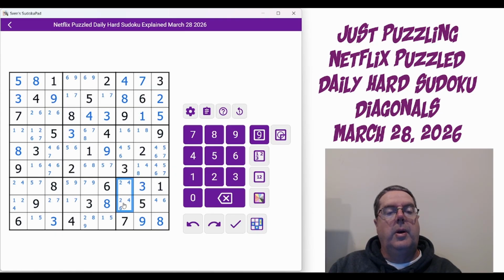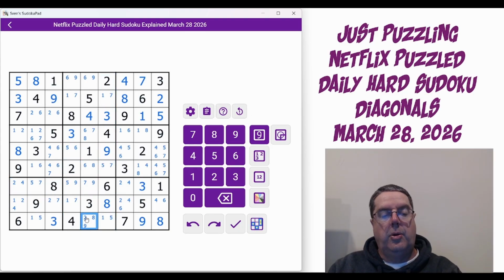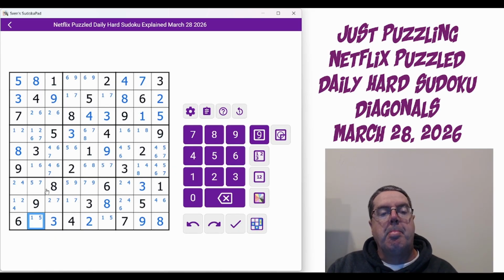Alright, so what's going on here? Because of this 2, 4 here, 2 also comes down here and 2 comes down here. So this is going to be a 2 here. Meaning this is still a 1, 5 pair. Should have seen that earlier. 2, 4 there. 2's there, 2's there.